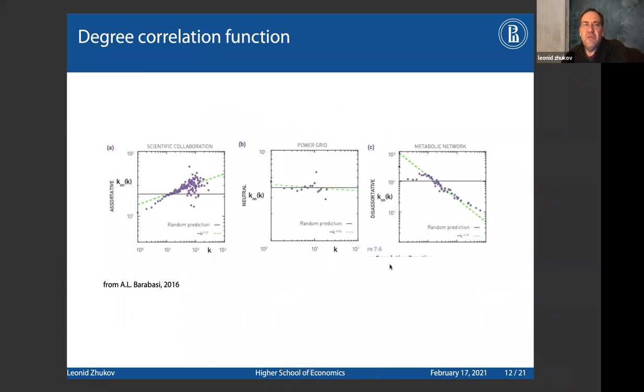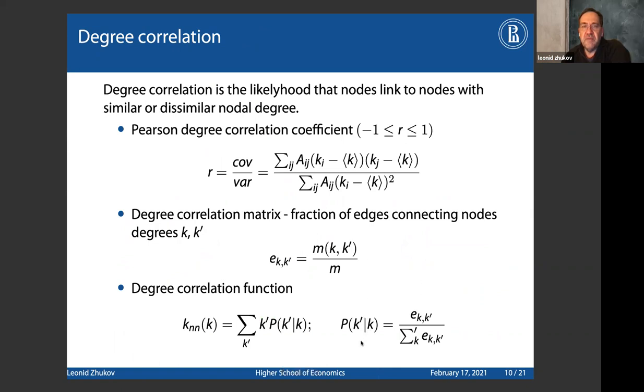Now, if we look into this degree correlation function, this is a function of K. It is the average degree of the neighbors of a node of degree K.